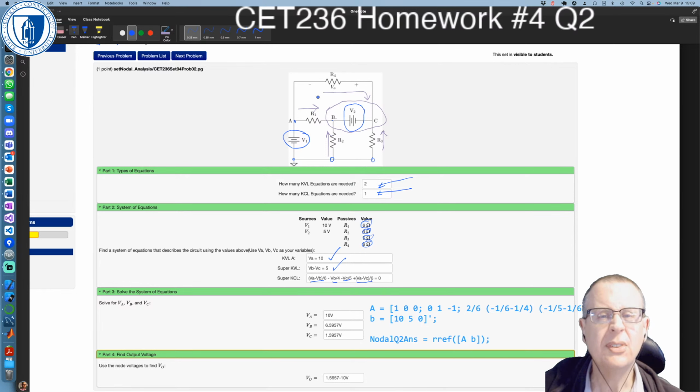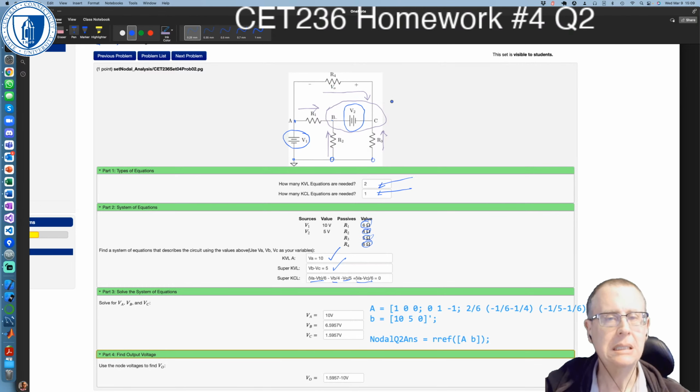Now you'll notice I've chosen the current direction here to go against the passive sign convention for V out. At the moment I'm completely ignoring V out. When we come to finding the output voltage, I will have to take the polarity of V out into account, but at the moment I'm just interested in the current flows.